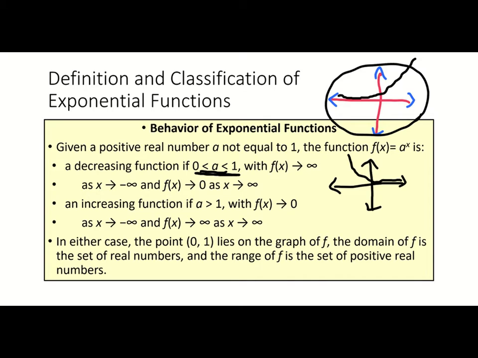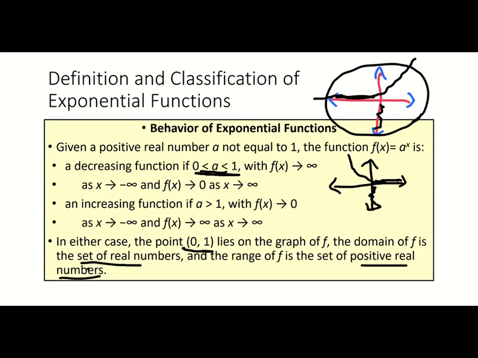In either case, the point (0, 1) lies on the graph, and the domain is the set of real numbers, and the range is the set of positive real numbers. Because if you notice with both of these graphs, and again, my drawings are bad, the line is going to ride right along that x-axis, but it will never cross over the x-axis. So you'll never have any negative y values in there. And the same thing here, it's never going to cross over to the 0 or the negative values with that y-axis.